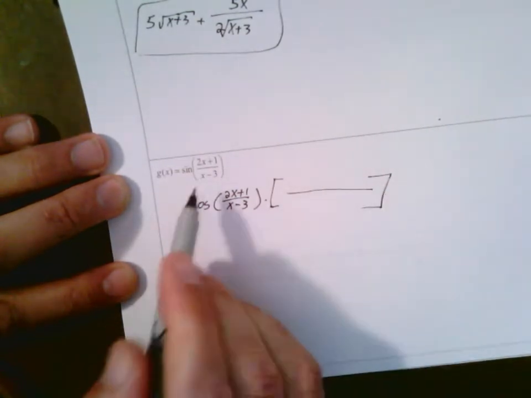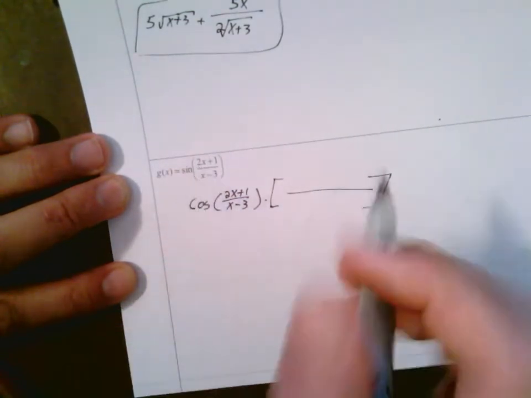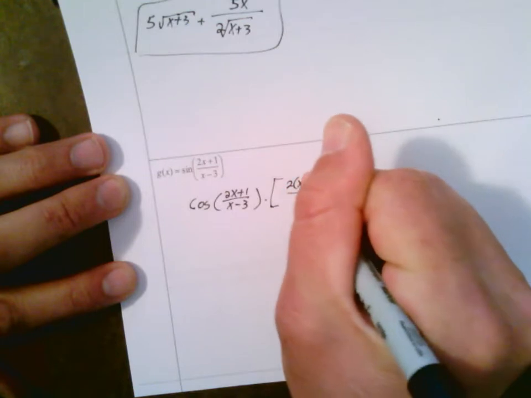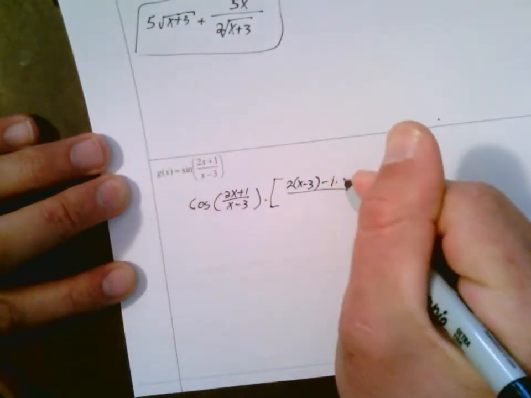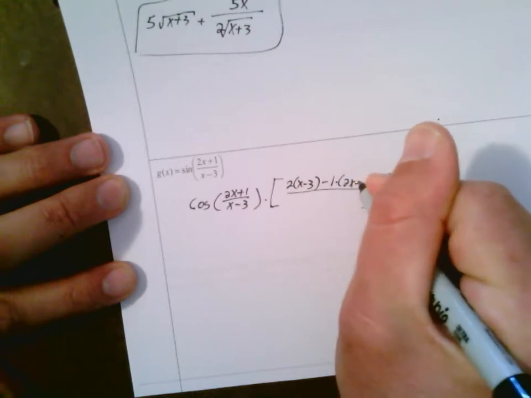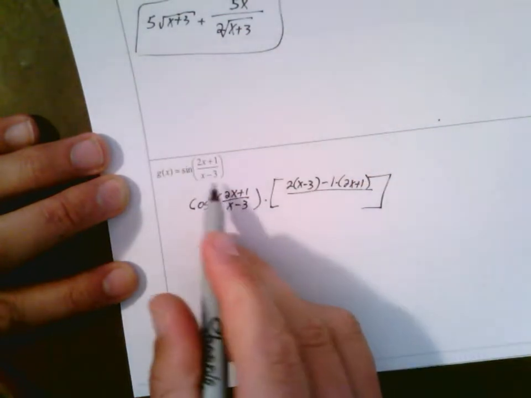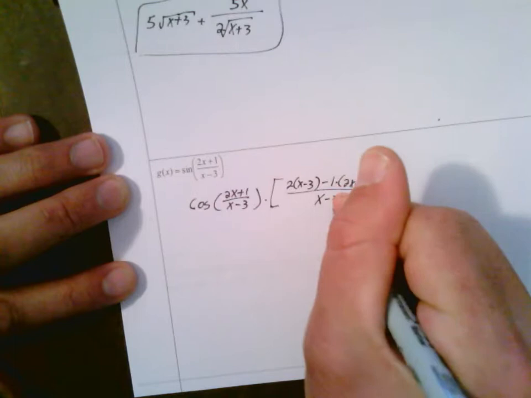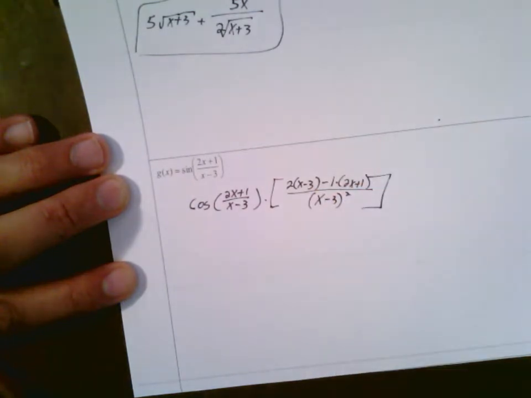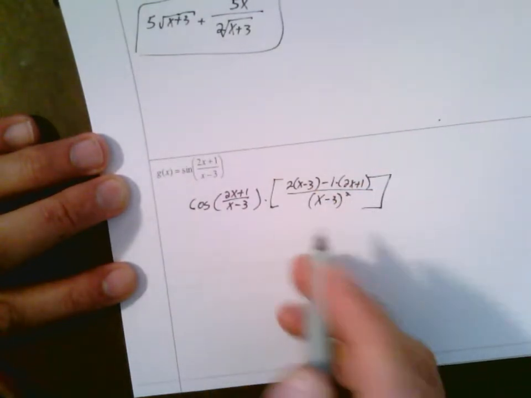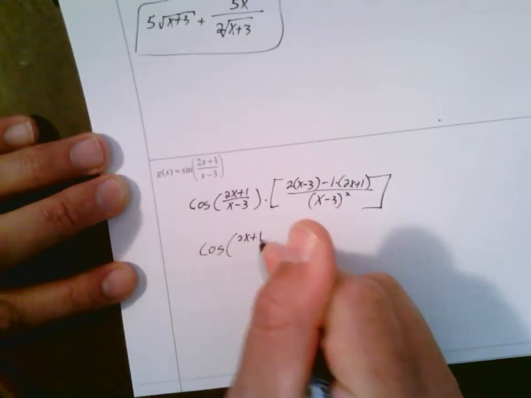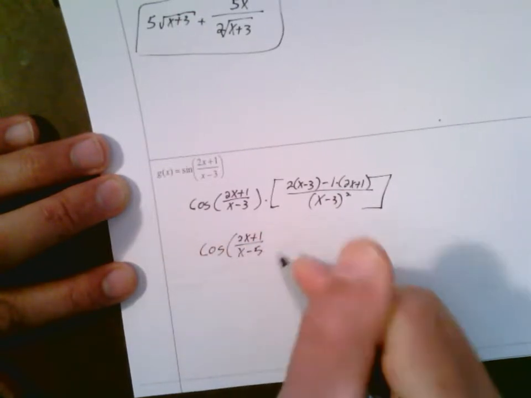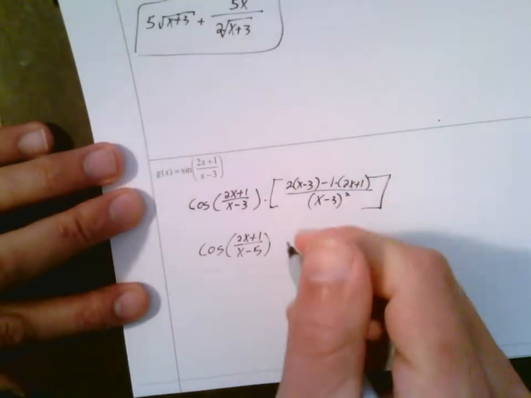So it's the derivative of the top, 2, times the bottom, minus the derivative of the bottom, 1, times the top. All of that over. We can clean all this up just a little bit. Don't get caught up in too much detail of simplifying.